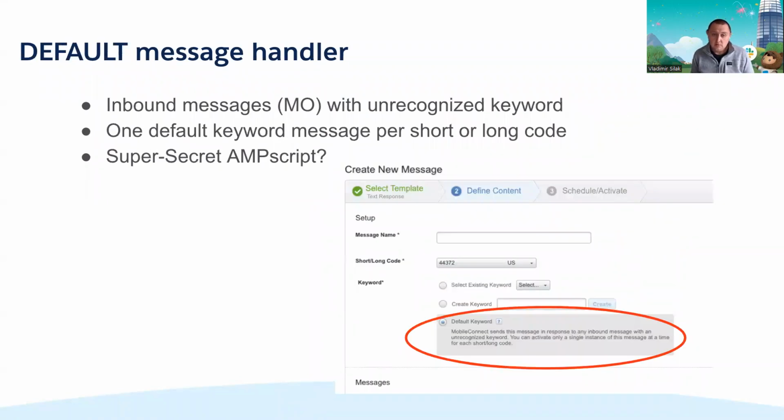The default message handler is a very interesting one, and the last point on that slide talks about the super secret AMPscript. In practical terms, if people send SMS messages into a code and you were not specifically listening for them, then that default message handler is effectively a catch-all. It receives the message, it knows what keyword or payload was provided in that SMS, and from that moment onward, you can become very creative.